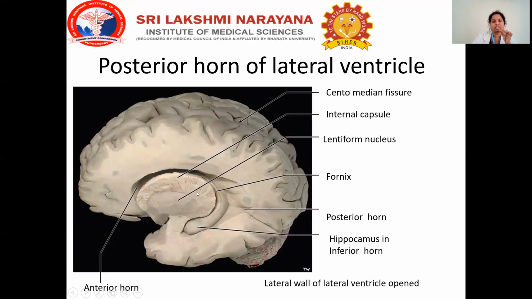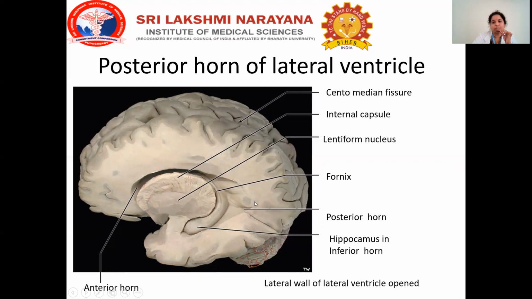Other structures that are seen in this view are the centromedian fissure, the internal capsule, and lateral to the internal capsule, the lentiform nucleus. And here in the inferior horn of the lateral ventricle, the hippocampus is seen. Some of the fibers covering the hippocampus form the alveus. This alveus converges medially to form a wing-like structure called the fimbriae. All the fimbriae converge to form the fornix.